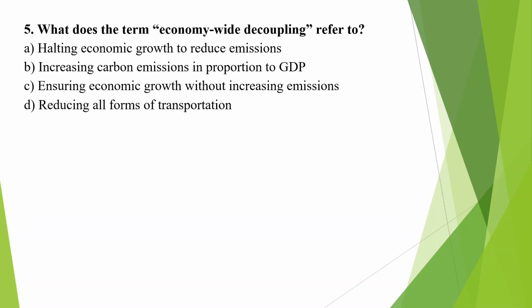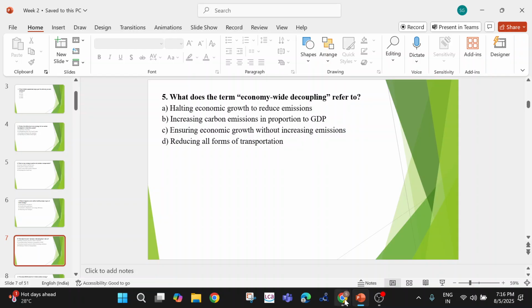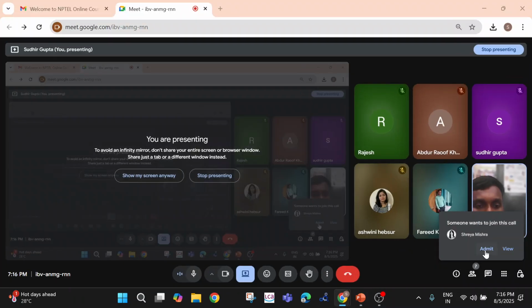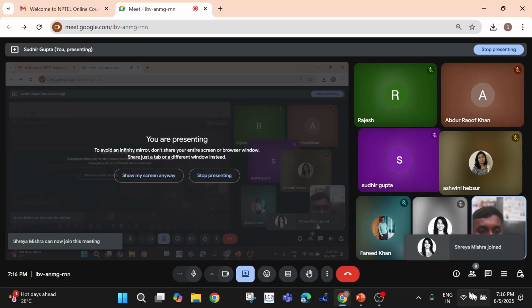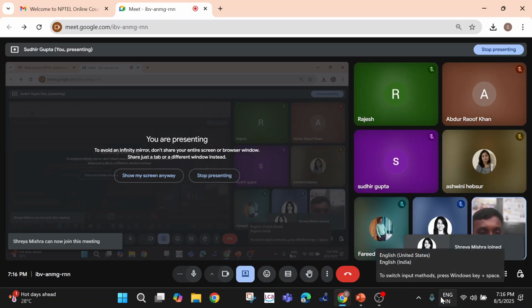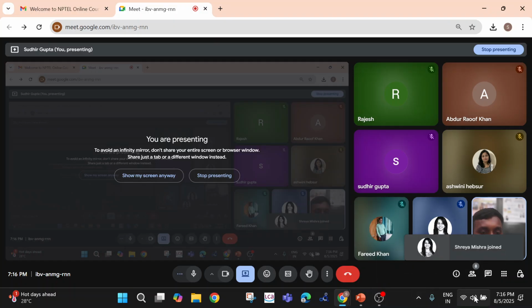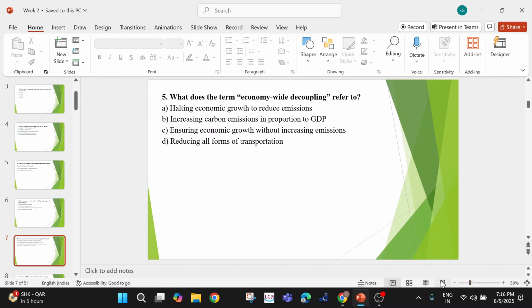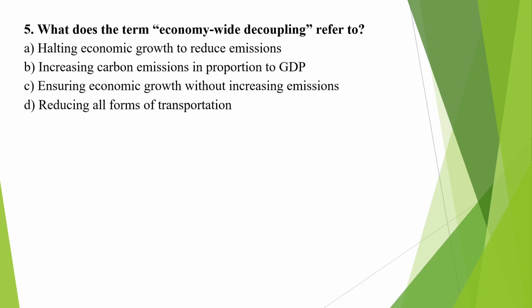So let me admit the 6th candidate today. First of all, someone wants to join. Here will be the 6th one. Okay. So we have admitted the 6th candidate now. Let me show the question again. So here is question number 5. What does the term economy wide decoupling refer to, or what do you understand by this economy wide decoupling?